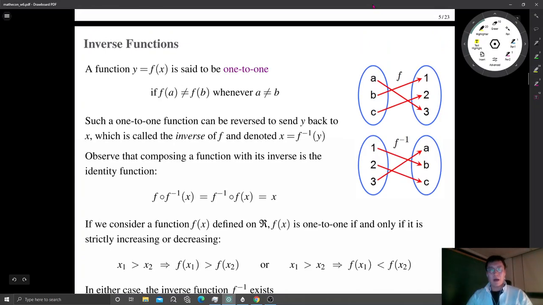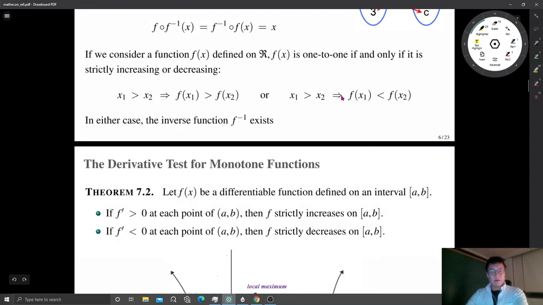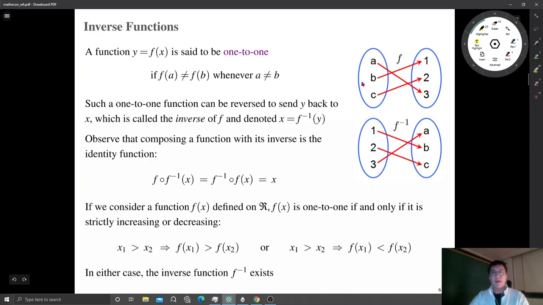I'm not sure if you have heard about the inverse function. Suppose we have the original function f of x right here. f associates a to 3, and f associates b to 1, and c to 2. That is a one-to-one function because whenever we have two different inputs, the function's outputs will be different.